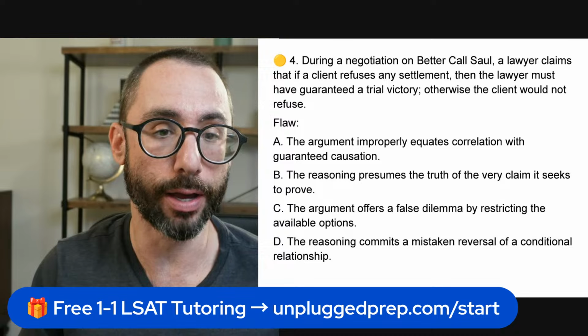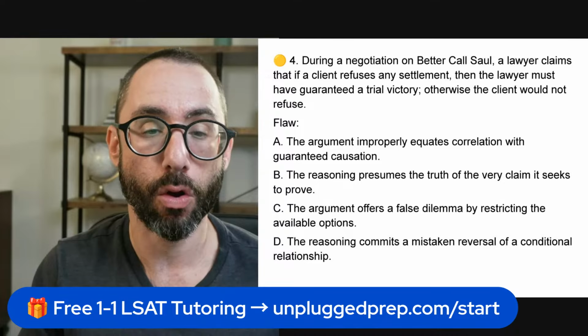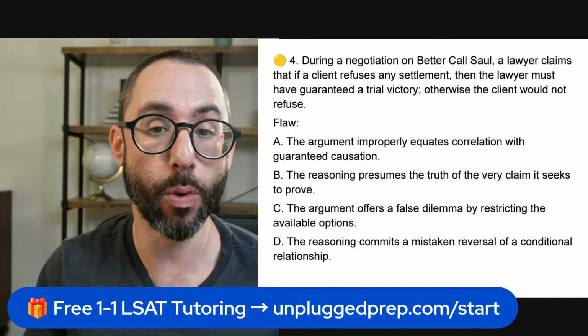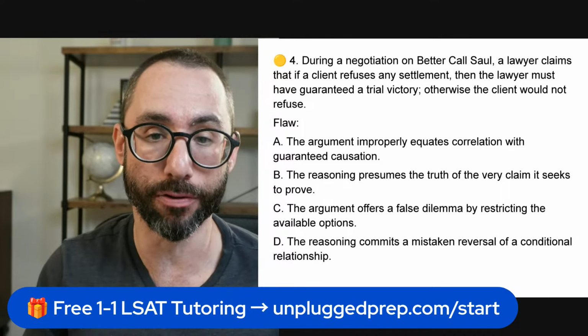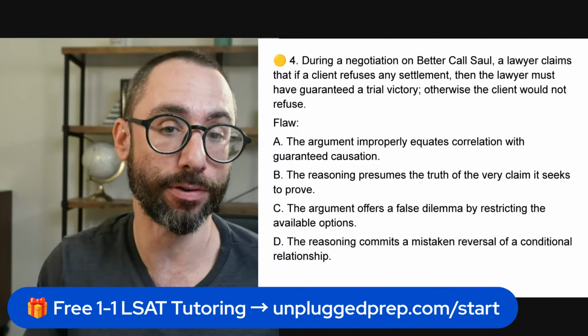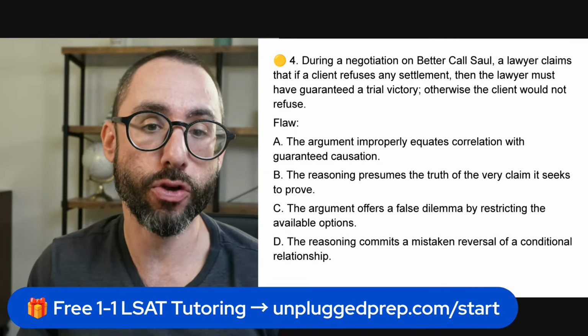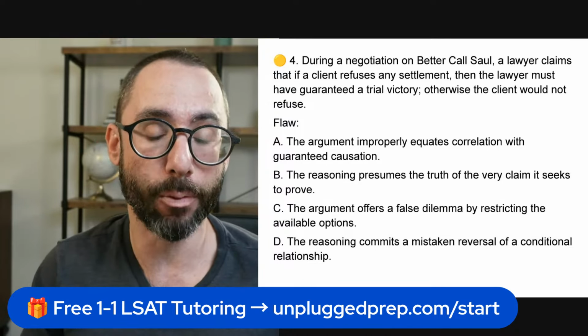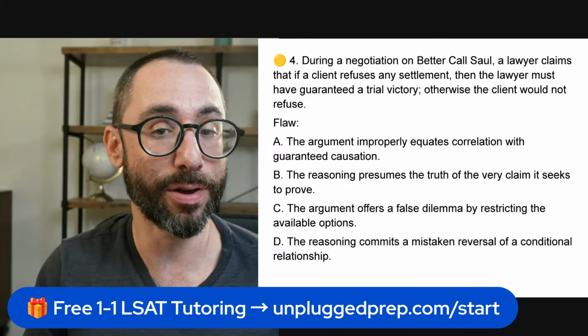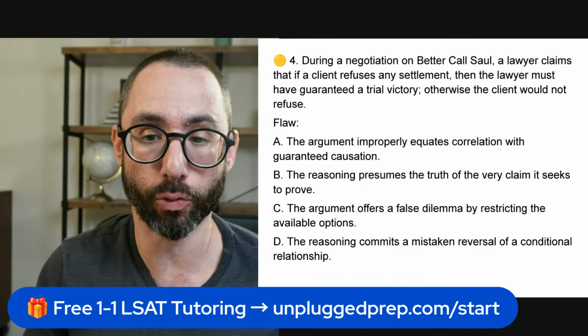Otherwise, the client would not refuse. What is the answer? ID the flaw. A, the argument improperly equates correlation with guaranteed causation. B, the reasoning presumes the truth of the very claim it seeks to prove. C, the argument offers a false dilemma by restricting the available options. Or D, the reasoning commits a mistaken reversal of a conditional relationship.